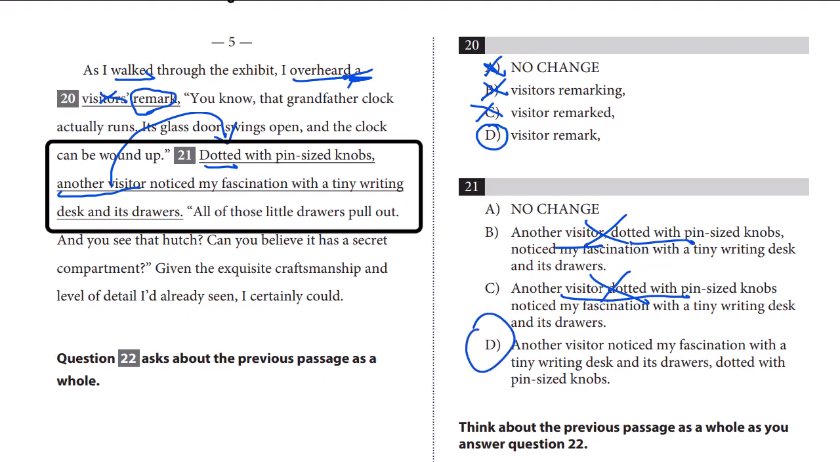Another visitor, notice my fascination with the tiny writing desk and its drawers. The drawers were dotted with pin-sized knobs. That makes sense. That's the correct modifier. D is the right answer for 21.